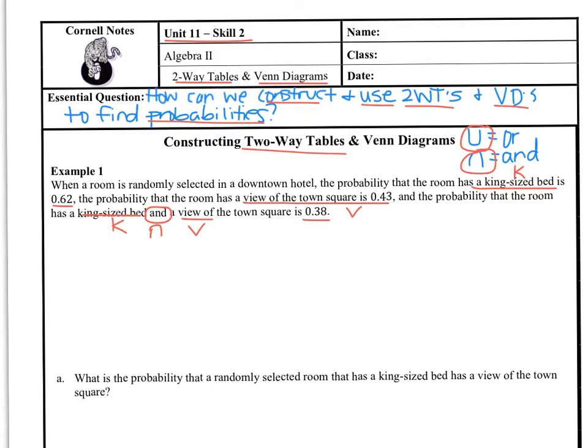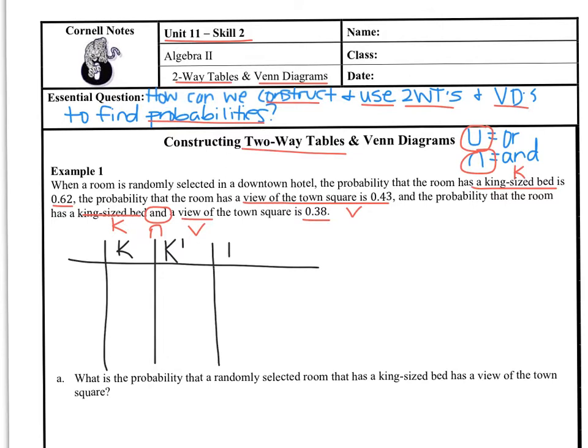So our first step is to create a table. We're going to create this little chart like you saw on 1.1, but now we're going to create it ourselves. It doesn't need to be that long. Across the top I'm going to do rooms that have a king-size bed, K, and K prime is going to be rooms that don't have a king-size bed. And then our third column is always the total.